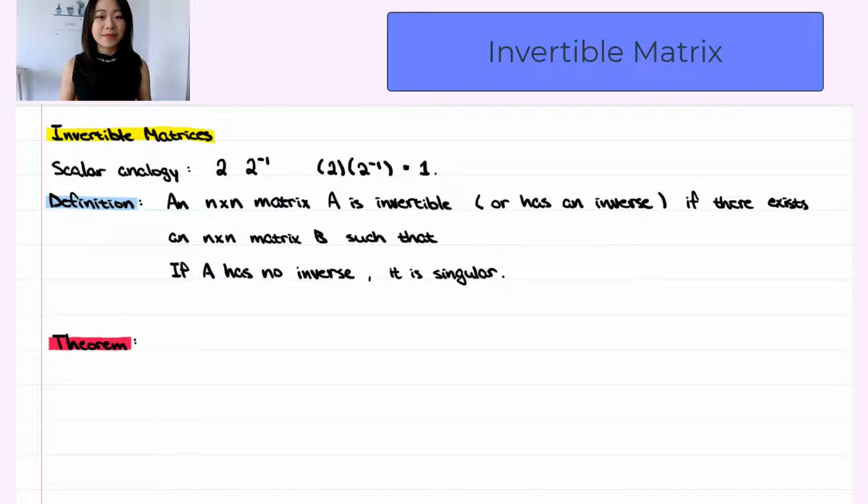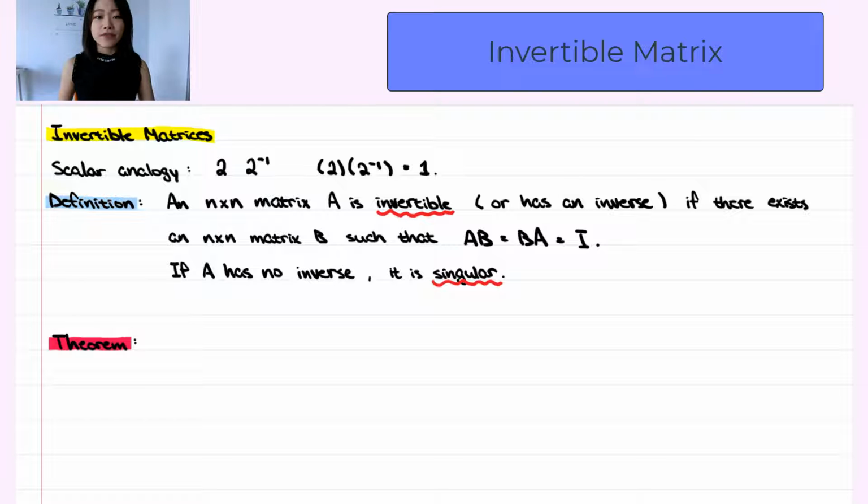Similarly with matrices, for a square matrix of size n by n, we call the matrix invertible, which means it has an inverse, if there exists an n by n matrix B such that the matrix A times its inverse equals its inverse times the matrix, and they both equal the identity matrix, which is like the one in scalar. And we call the type of matrices that have an inverse invertible. If A has no inverse, then we call the matrix singular.